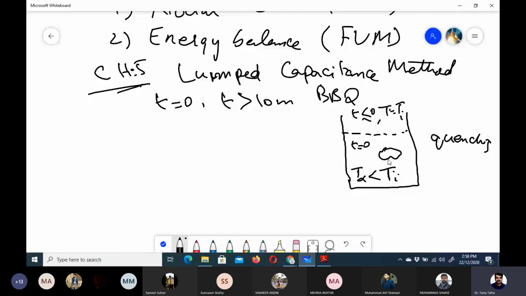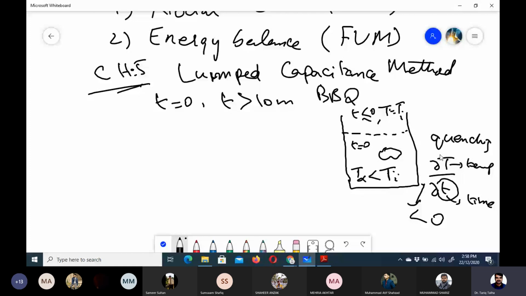So the temperature is a function of time. Here the capital T in the numerator is temperature, and in the denominator the small t is time. So we can say that partial T by partial t would be less than 0, which means the temperature of this metal would decrease with time. This object is losing heat, so that's why the temperature is decreasing.